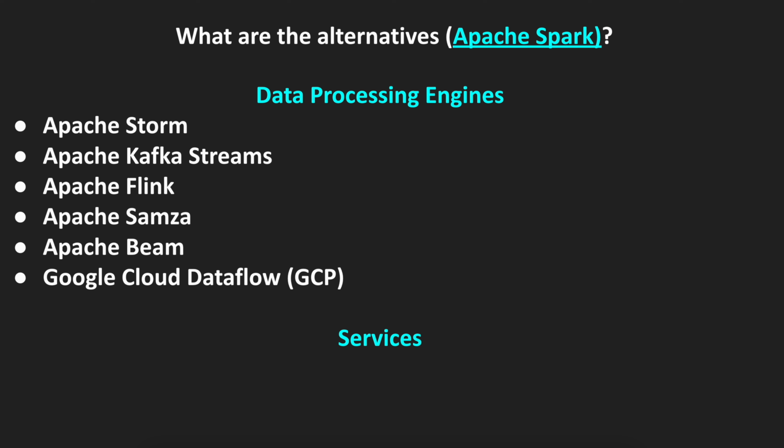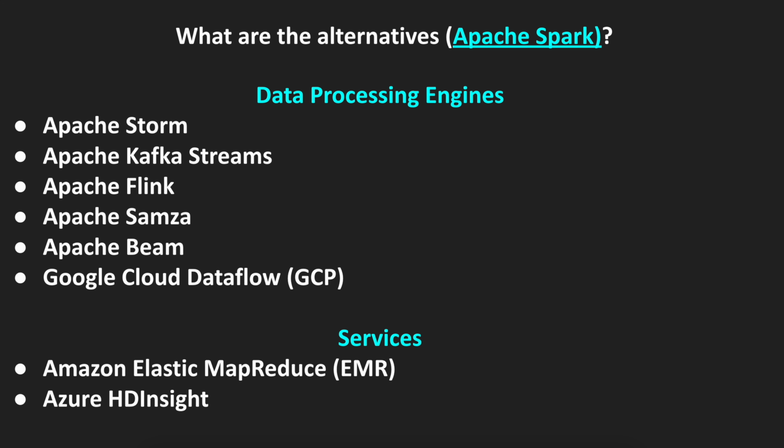And also other clouds have services. For example, Amazon has Amazon Elastic MapReduce, or EMR, where you can easily spin up Apache Spark or other data processing engines, and the same kind of service is provided by Azure. It's Azure HDInsight.